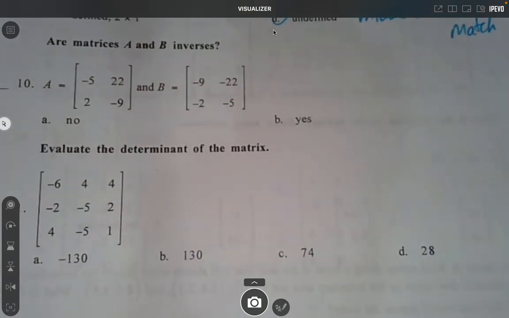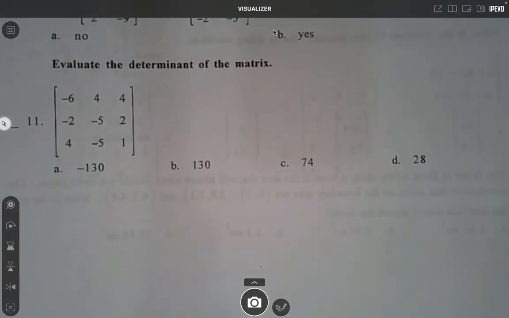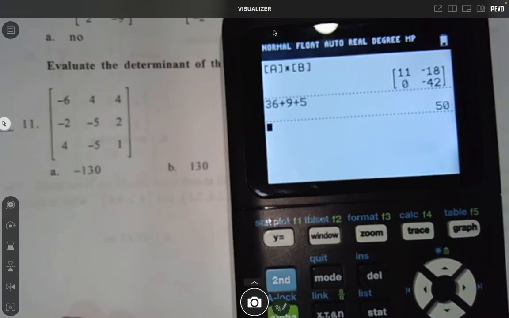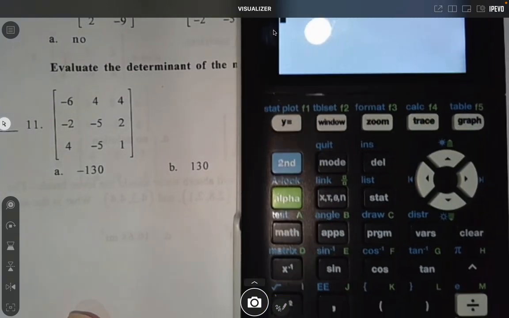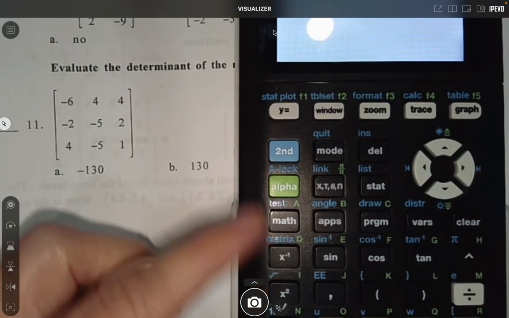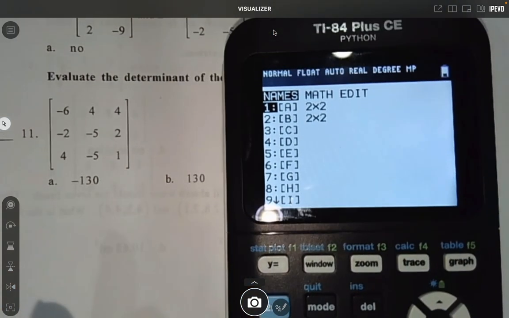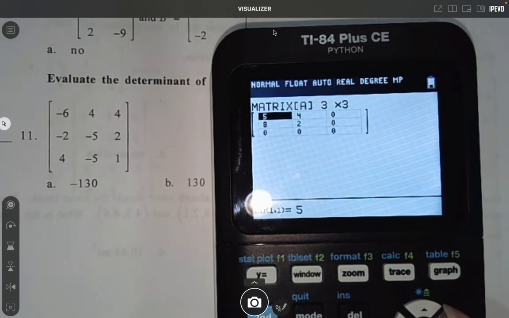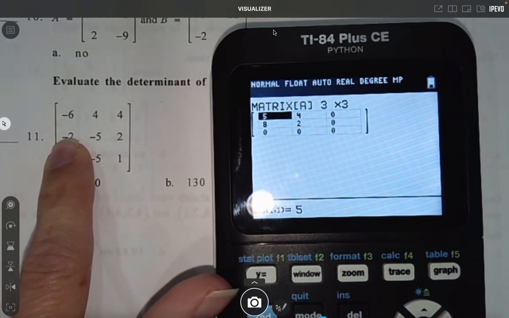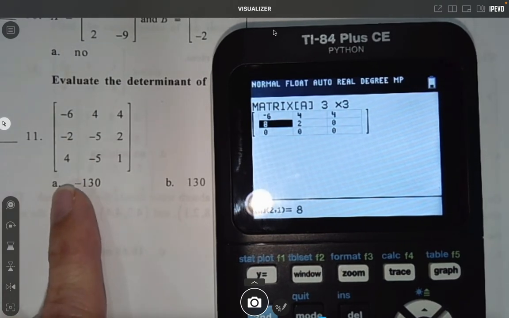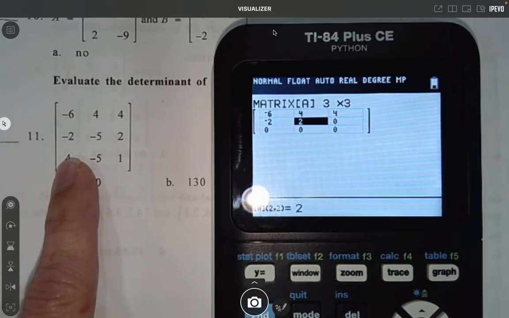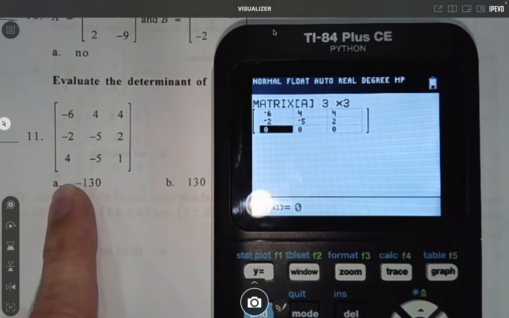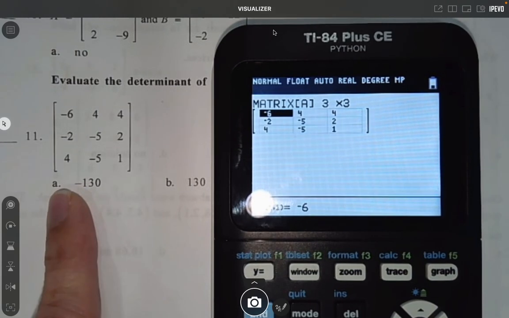Number 11. This one, you would just put it in your calculator and find the determinant of it. So let's go over that. Again, you press second matrix. Matrix is that blue right there. So second matrix. And we have to go over to edit. And it's a 3 by 3. Okay? And I'm going to enter in all the numbers. So my first row, -6, 4, 4. Then -2, -5, 2. 4, -5, 1.